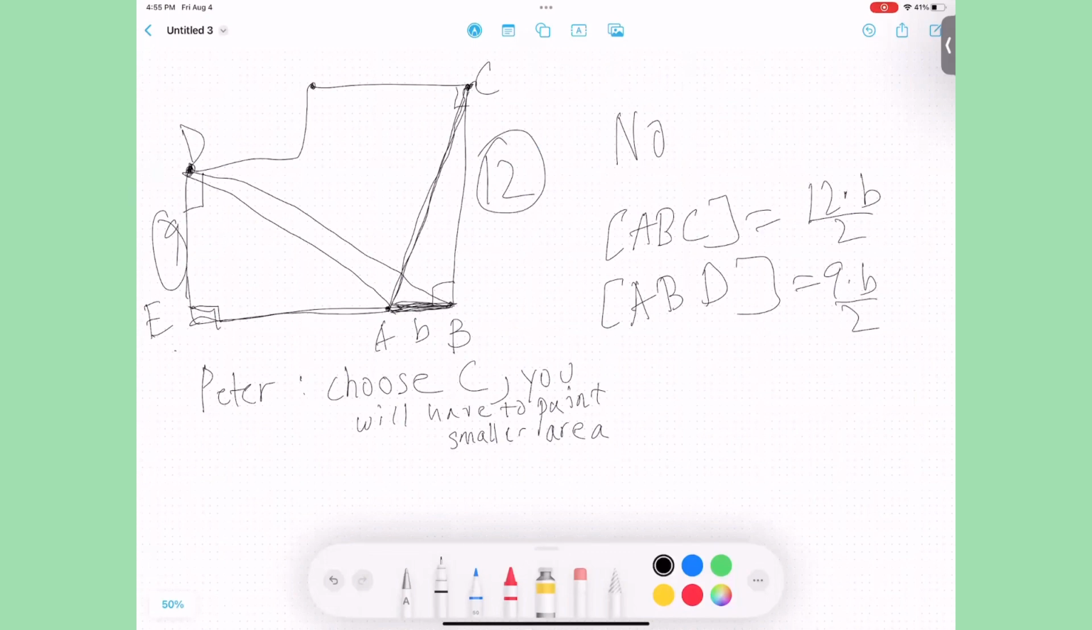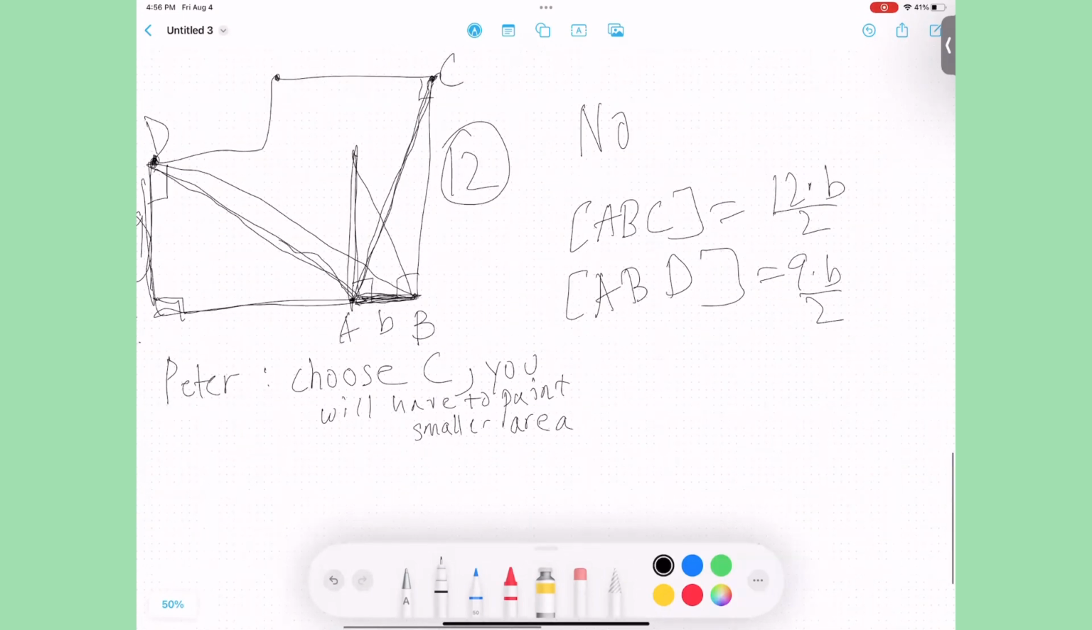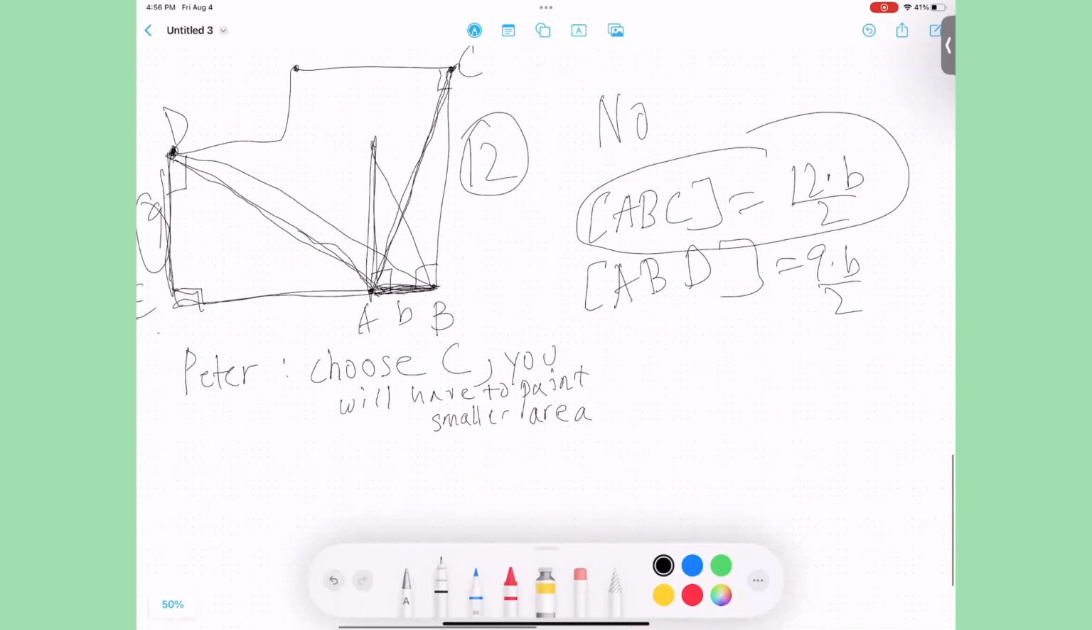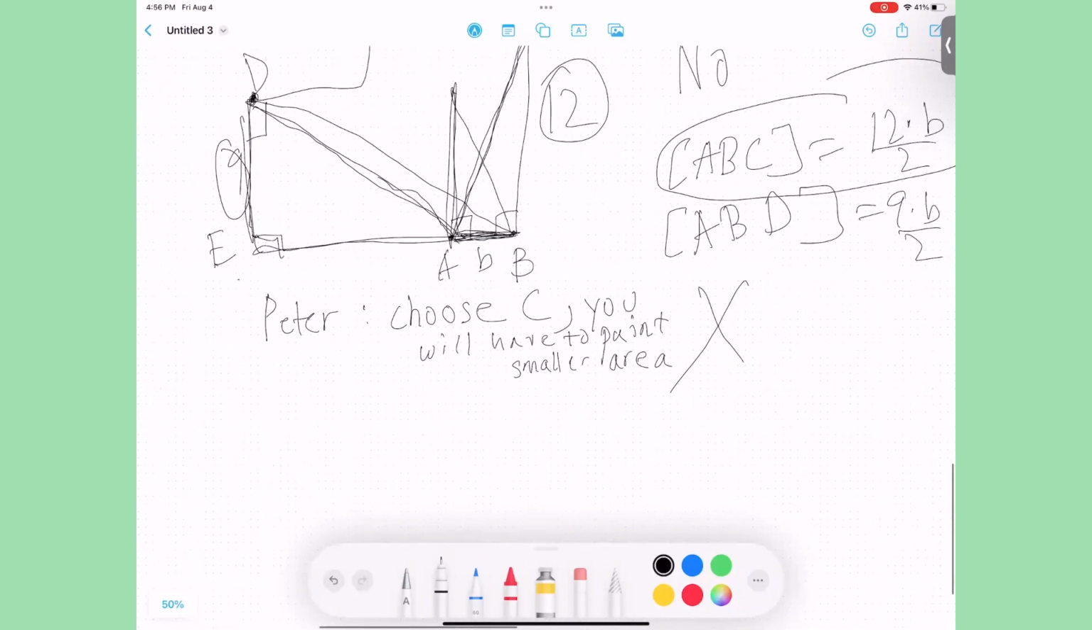If you struggle to see that the altitude of triangle ABD is actually DE, you could have drawn DE over here, and then you would have seen that this is a right triangle, and then it's easier to see. So of course this is greater. So no, this is a wrong statement.